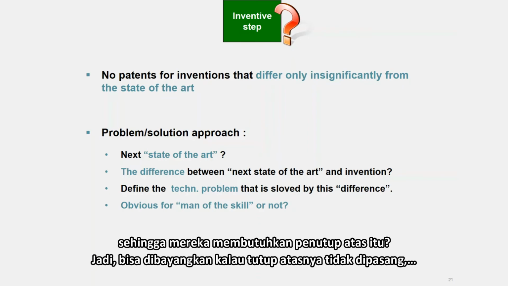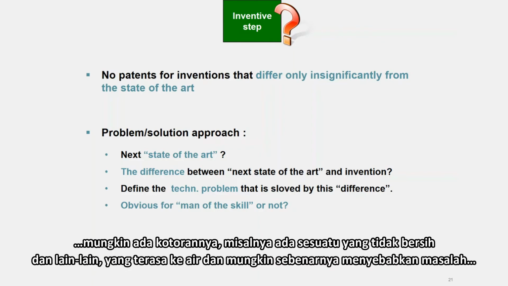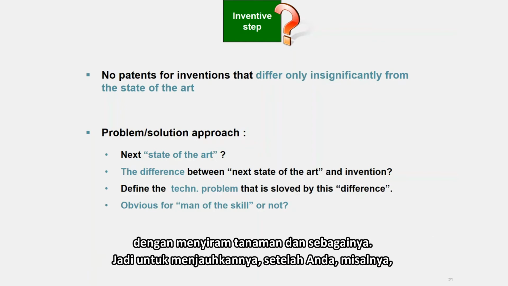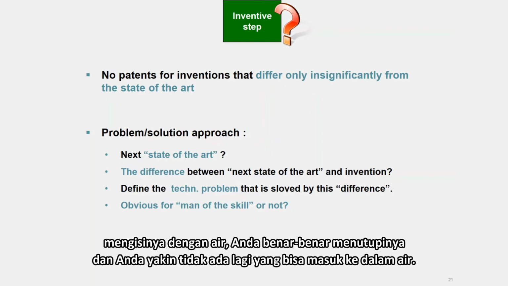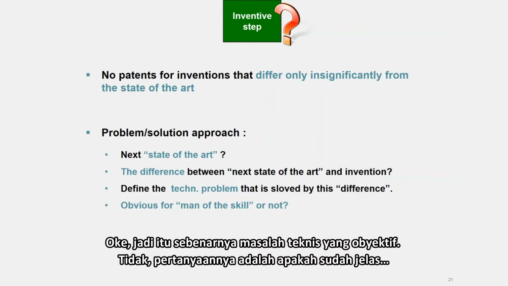So one can imagine if you don't put that top cover, you might have some impurities, for example, something which is not clean and so on, which falls into the water, and that might actually cause problems by watering plants and so on. So in order to keep that away, once you, for example, fill it with water, you put a top cover on that, and you're sure that nothing else can come into the water. Okay, so that is actually the objective technical problem.